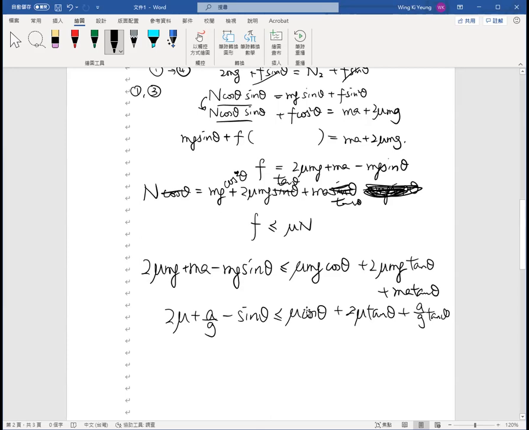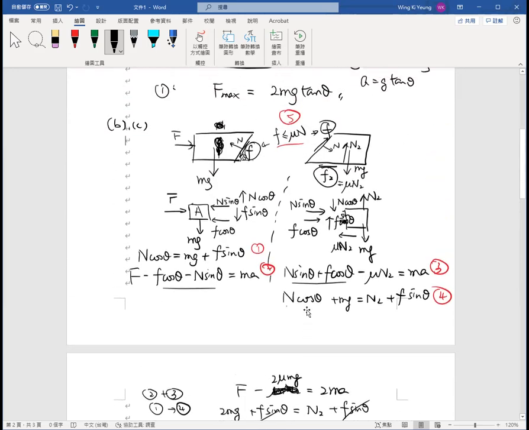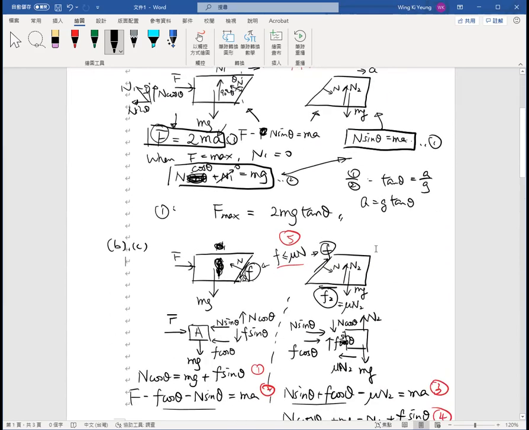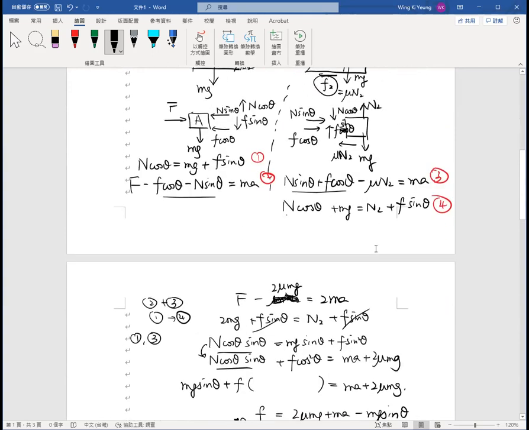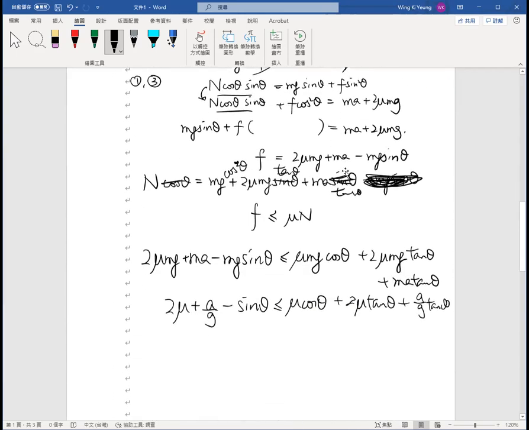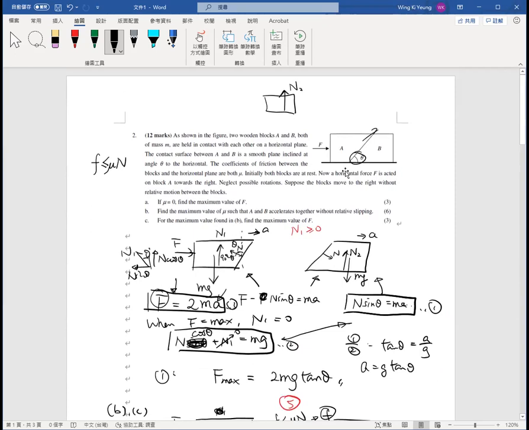So it seems it's really very complicated here. But at least for the 9 marks here, half of the marks are given for the 4 equations you have written down.